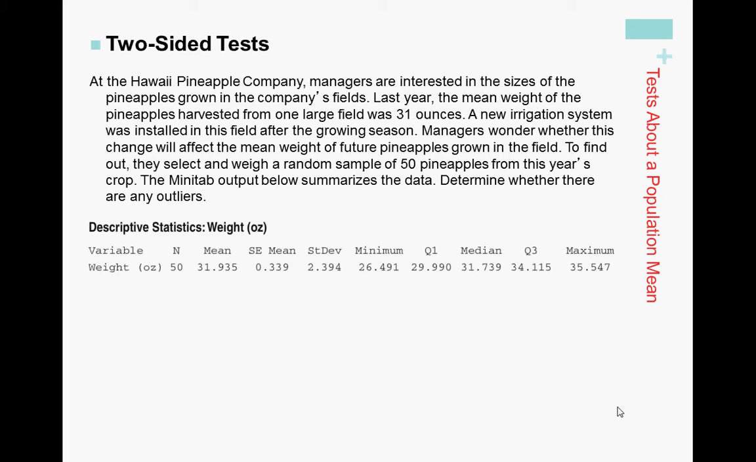So to find out, they do what every good statistician should. They select and weigh a random sample of 50 pineapples from this year's crop. The Minitab output below summarizes the data. We've got to determine first whether there are any outliers.